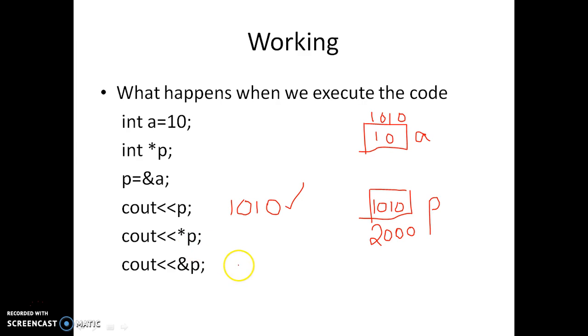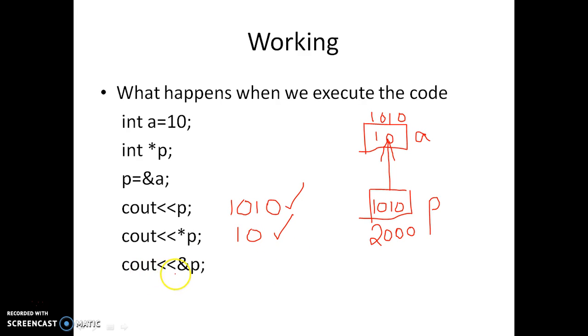Now the next is cout *p. What does this star denote? Actually, this is the pointer part, which means p is pointing to a. When you say cout *p, it will come to p, see the address location 1010, and point to that address. Whatever content is there in 1010 will be displayed. So here you will get the output 10. Again, I will repeat: cout *p means it will come to p, see an address location and point to that address location. Whichever data you have in that address location will be displayed.